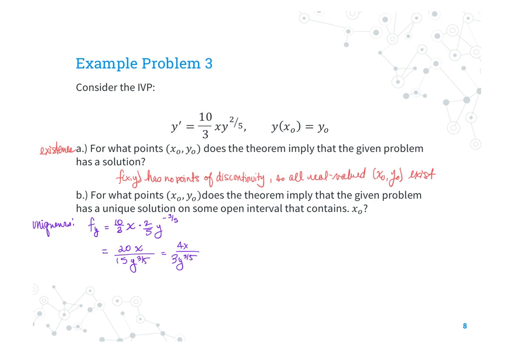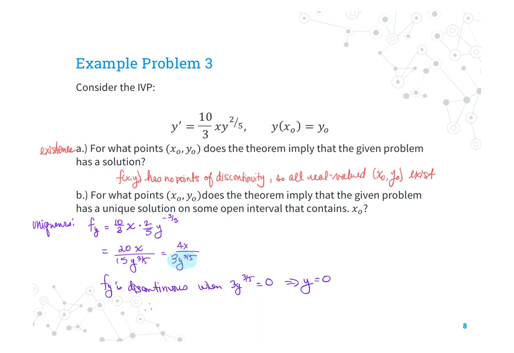Now the only place where we're going to have any discontinuity is where this denominator is 0. And that's only going to happen when y is 0. So f sub y is discontinuous when 3y to the 3/5 equals 0, which implies y equals 0. So we would say then that there is a unique solution.